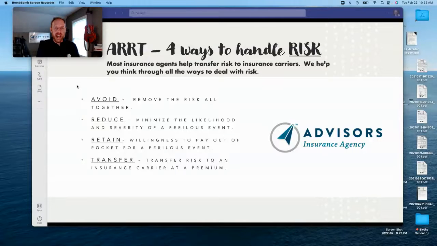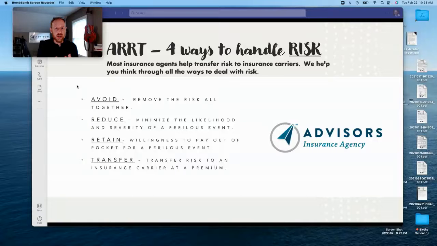The next one is retain. Willingness to pay out of pocket for a perilous event. Now, the easiest way to think of retaining risk is through your deductible. We're all retaining some sort of risk. We have a $500 or $1,000 or $2,500 deductible on our business insurance or on our auto insurance or our home insurance, right? But start thinking about what it looks like to retain other risks. There's risks that you probably retain you're not even aware of, like flooding. Many of our insureds do not carry flood insurance, and so that is a risk that you completely retain.